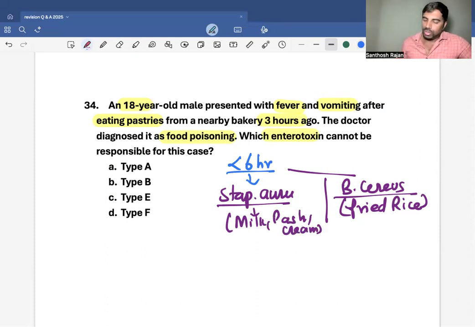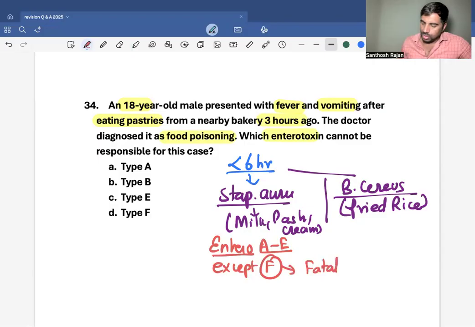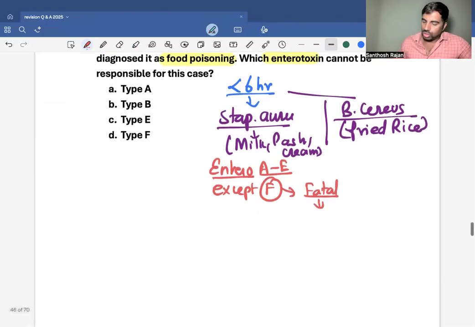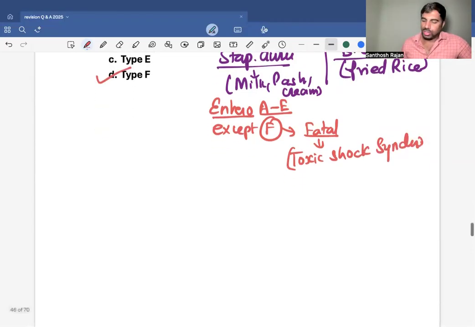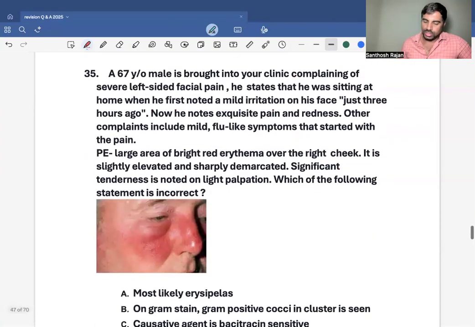Now, importance of toxin. For Staphylococcus aureus, we know there are many enterotoxins, A, B, C, D, E, F, and then again G, H. Except one thing, except F. Why? F is fatal, and it causes toxic shock syndrome. Again, a repeated question. So F is out of the options. That's all. This way you can easily remember. Got it. Next.